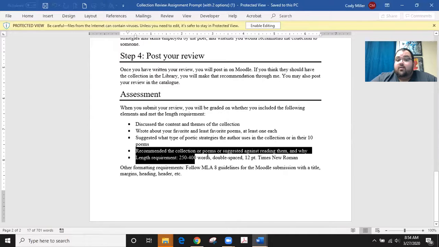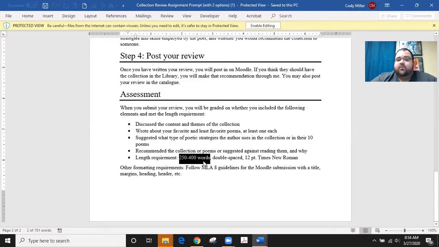Lastly, you will recommend or not recommend the 10 poems or the collection for reading for other people. And ultimately, you'll want to try to get this within the 250 to 400 range, and everything will be MLA, so double space, Times New Roman, and so forth, okay?